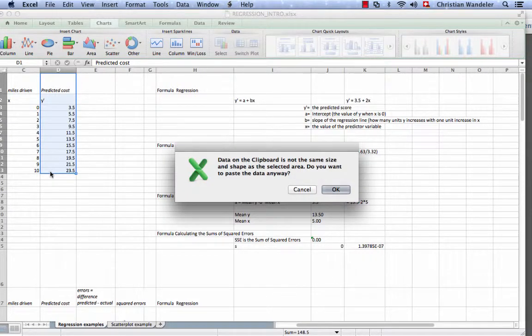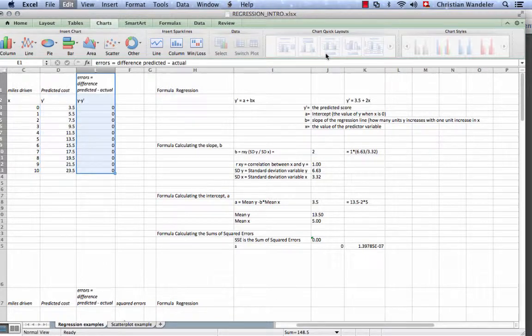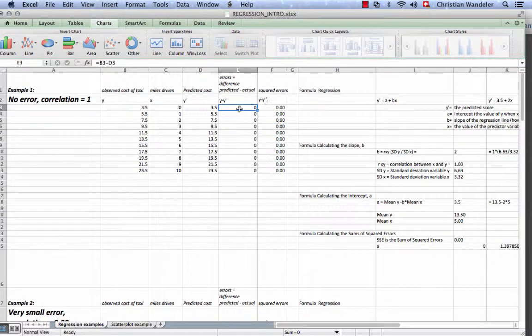And then we can calculate the difference between our actual cost and what we predicted. You notice that the difference between what we predicted and what we actually had to pay is 0, because the relationship is linear. That is perfect. It's a perfect correlation of 1.